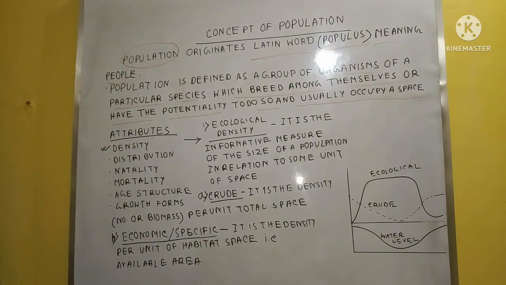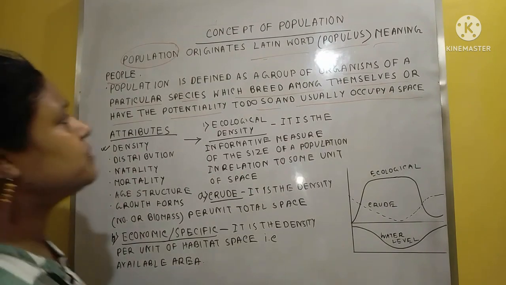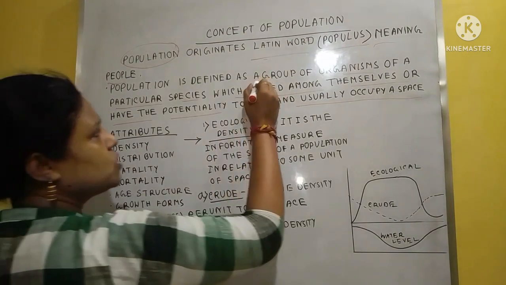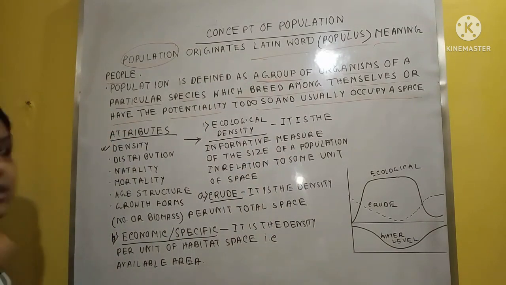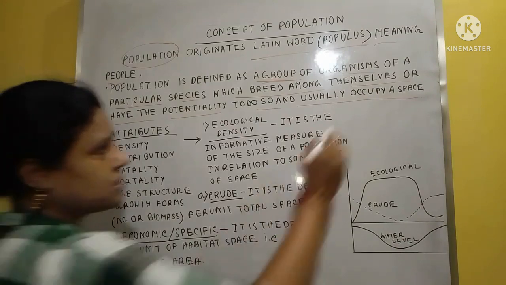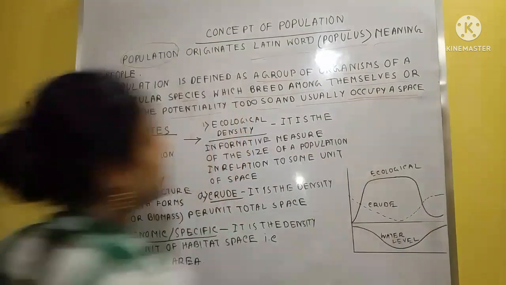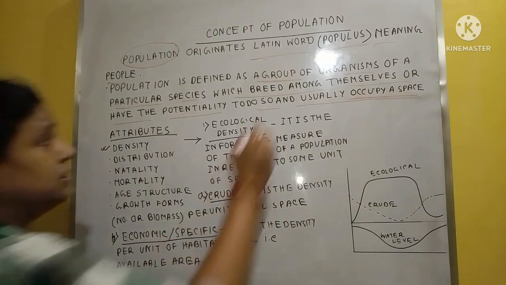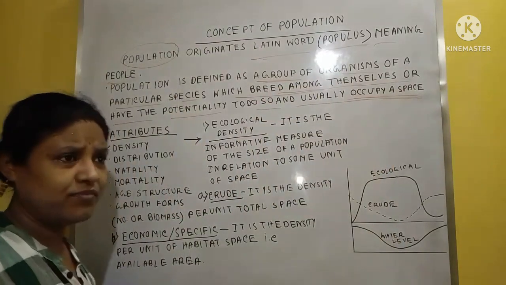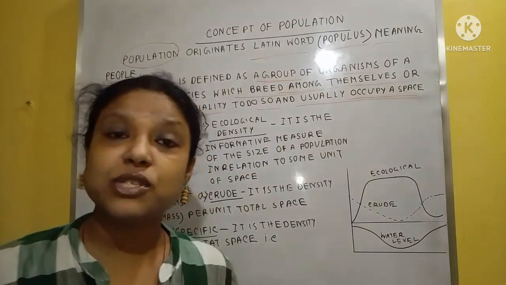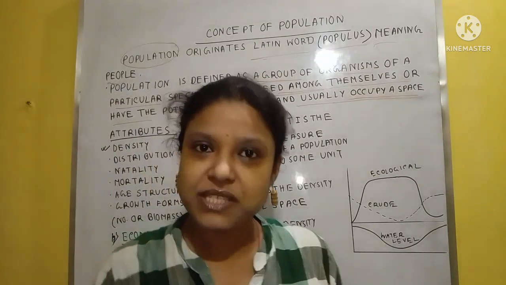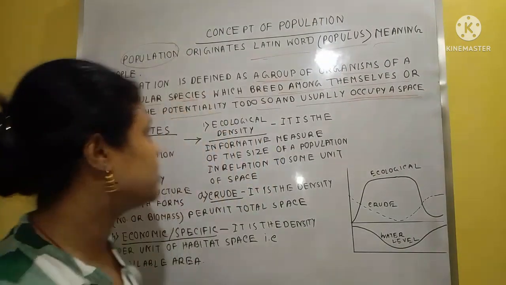So what is the definition of the population? Population means a group of organisms of a particular species. Obviously, they occupy a space and they breed among themselves. That means they have the potentiality to breed within themselves or within that kind of species only. This is called the population.